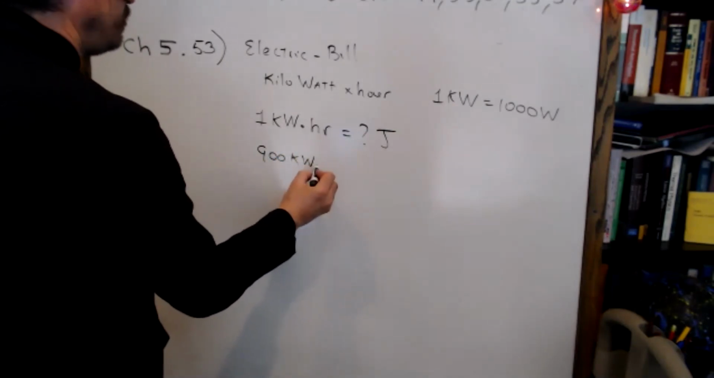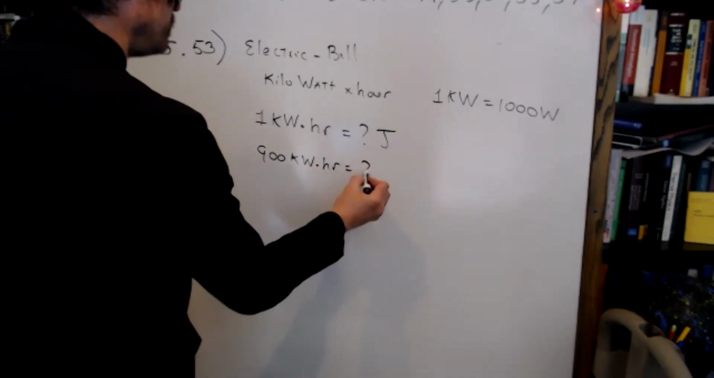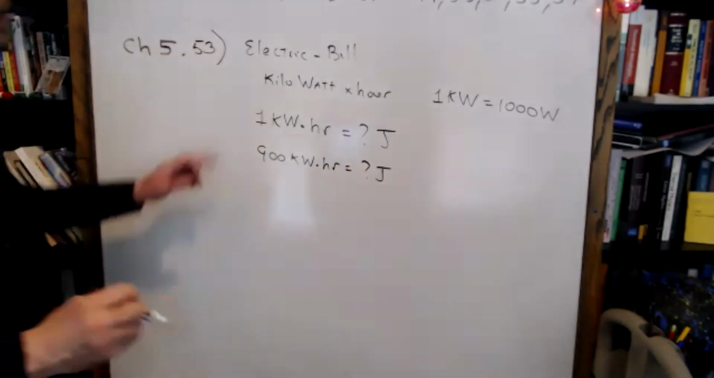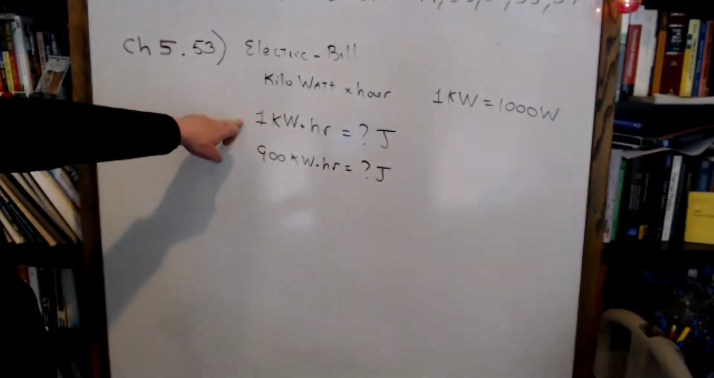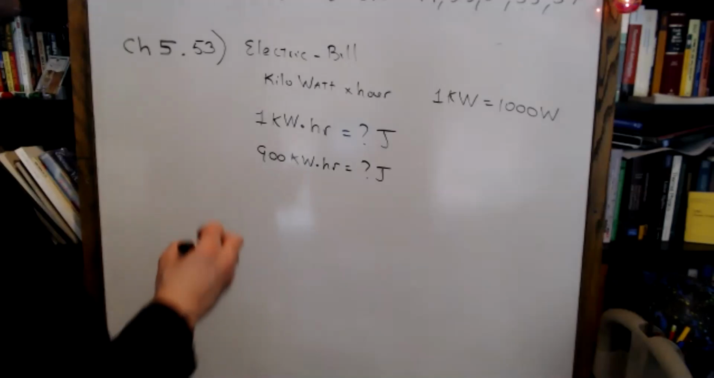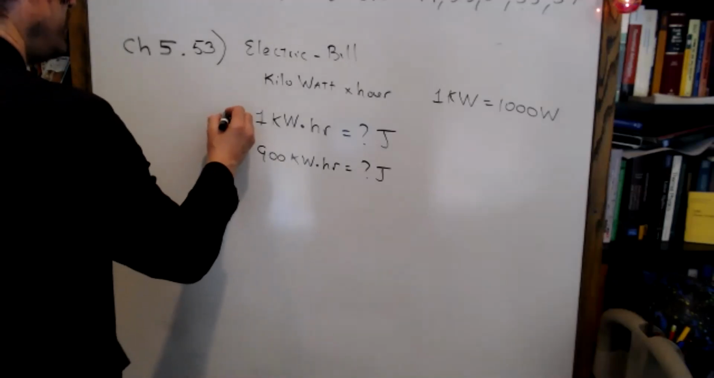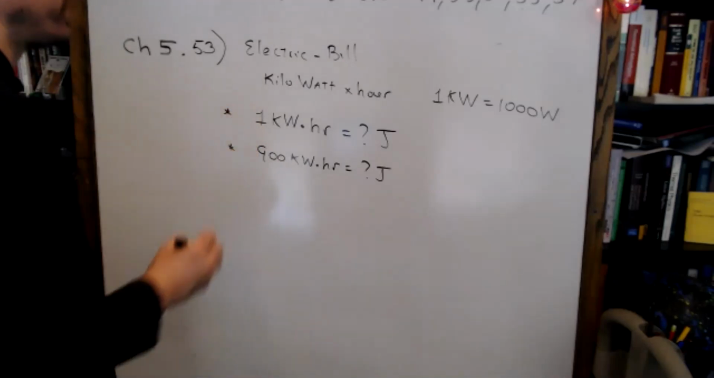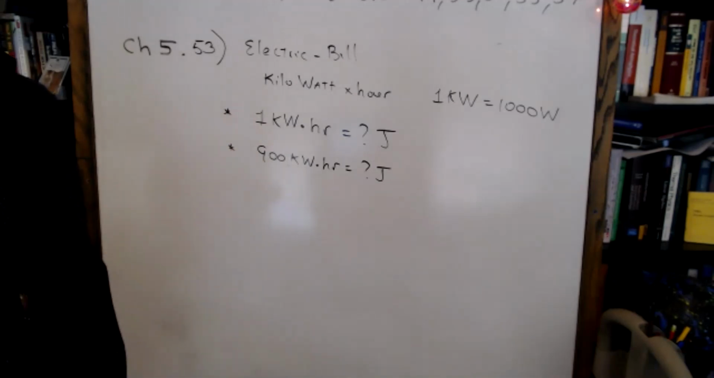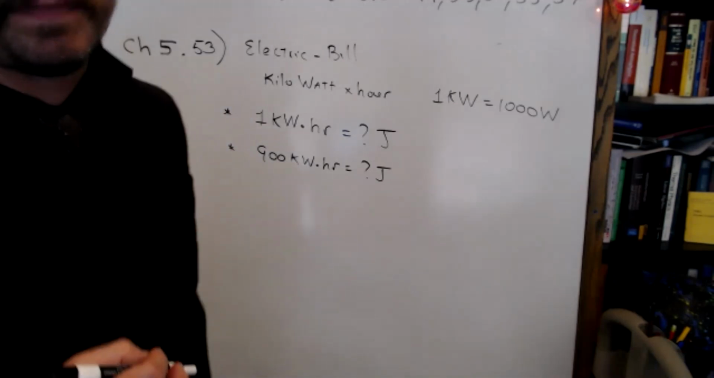So there's two problems here. First, we're going to convert 1 kilowatt hour into joules. Then we will convert 900 kilowatt hours into joules. We got two problems. Let's begin with 1 kilowatt hour.